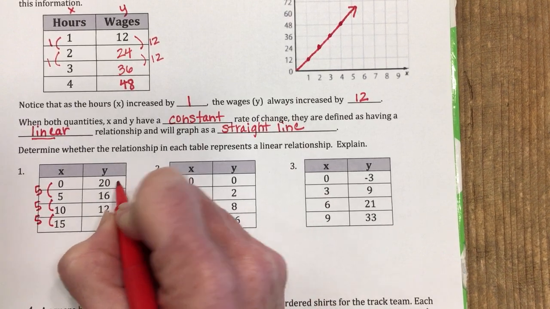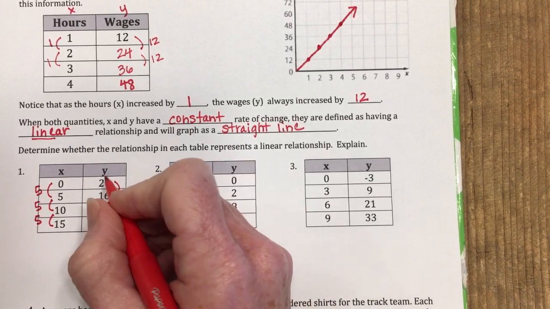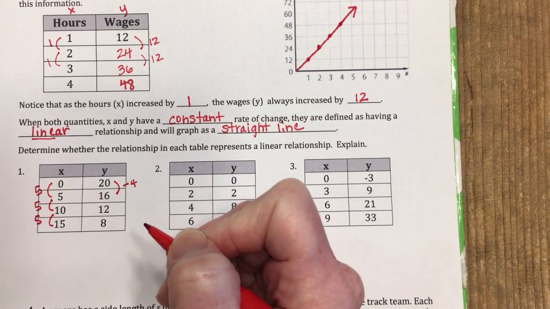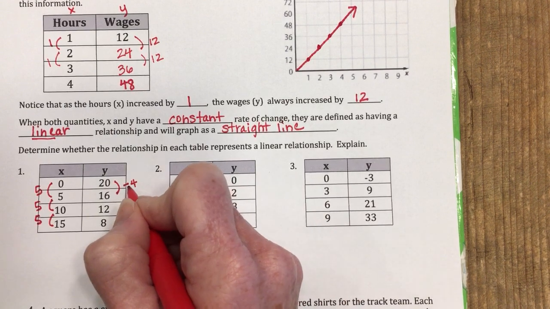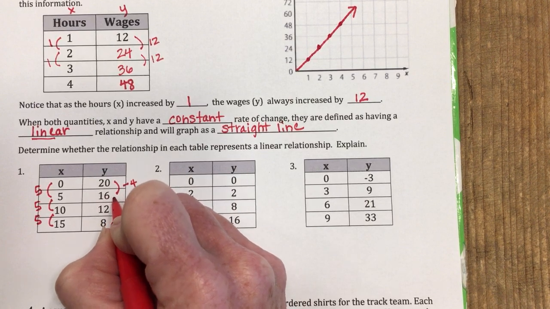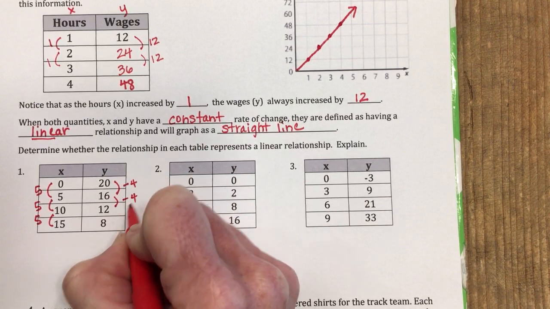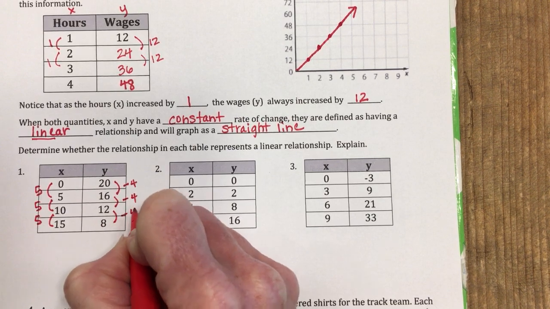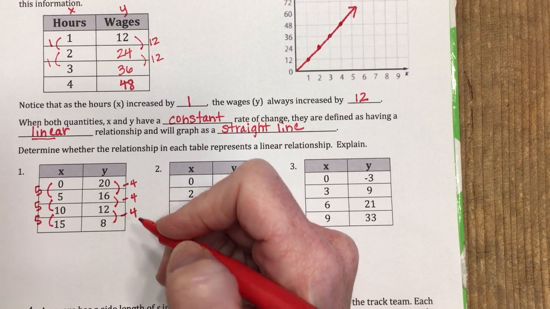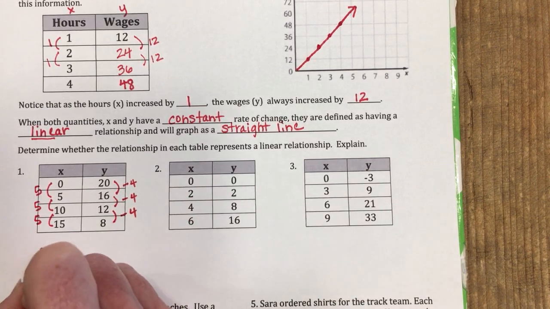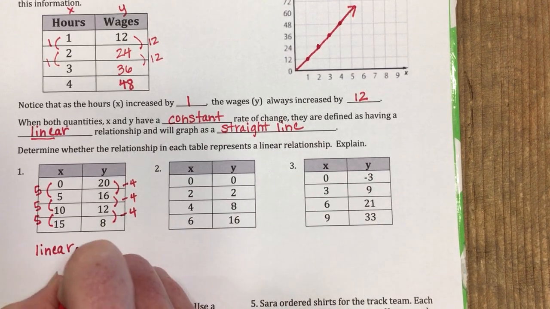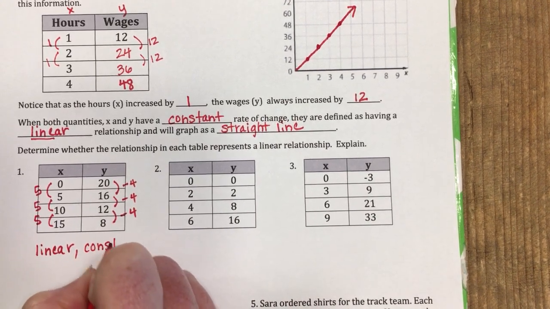Same thing with the y. Now this one's interesting because it's not going up, it's going down. It's going down 4, so I'm going to use a -4 to show that it's going down. What I need to see is that it continues to go down by 4 each time. If I go to 12, that's also down by 4, and if I go from 12 to 8, that's also down by 4. Since these are all the same and these are all the same, that's a constant rate of change. So we would say, yes, this is linear, and the reason, if we're explaining why, is because it has a constant rate of change.